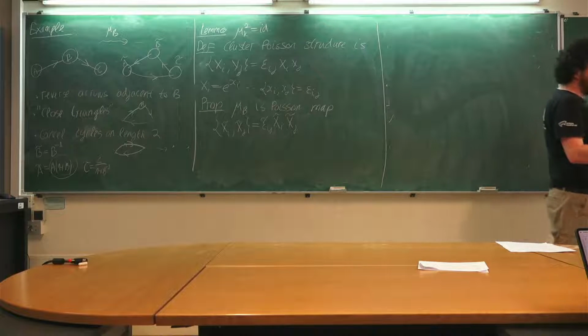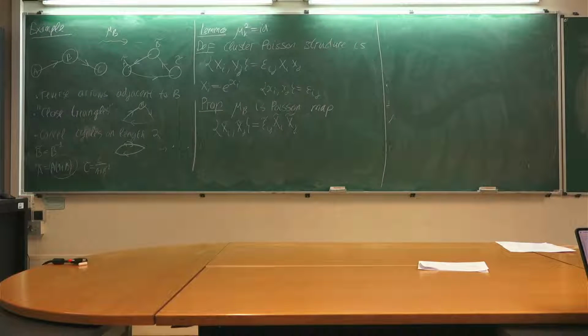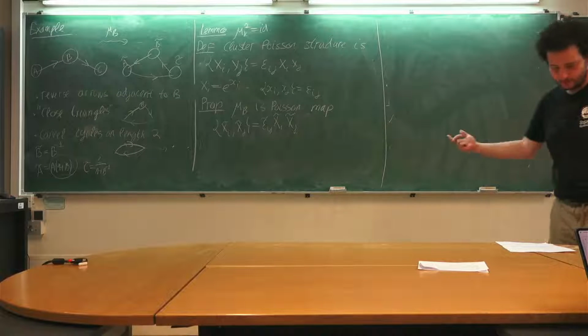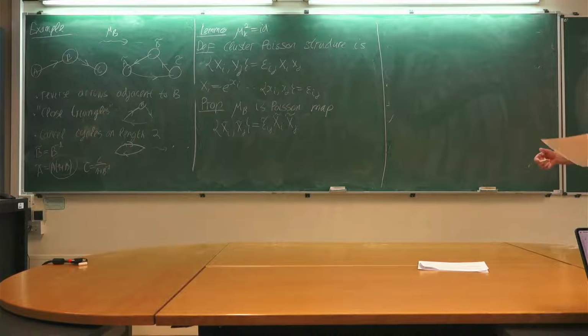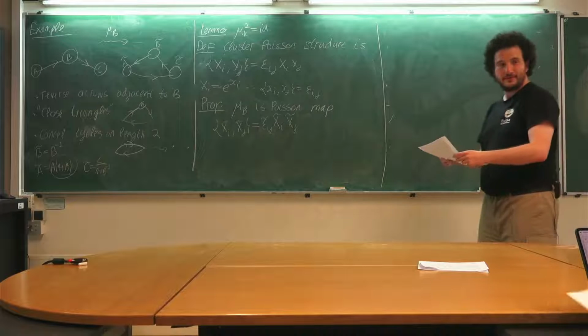I promise that there will be a connection between this and the Poisson varieties which we had before, cells and Poisson-Lie group, for example, in GLN. So let me use my 15 minutes for this.